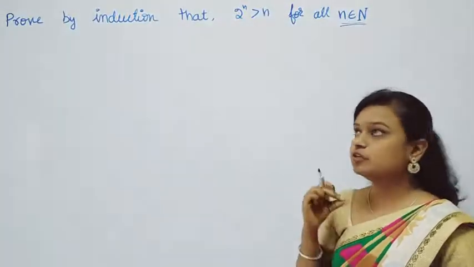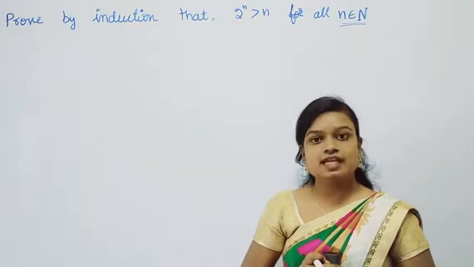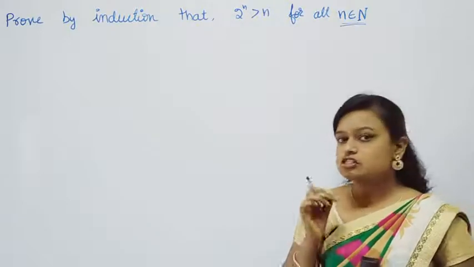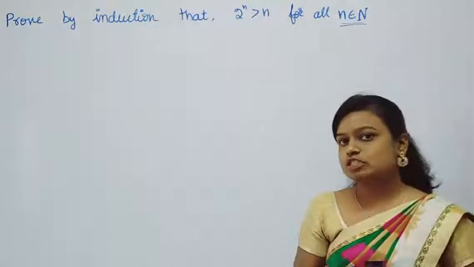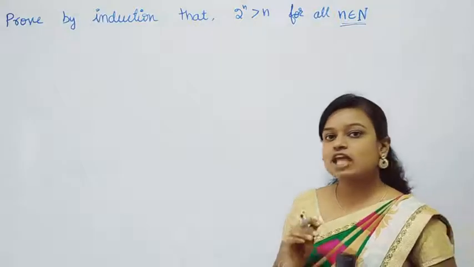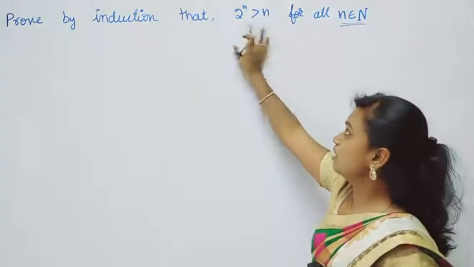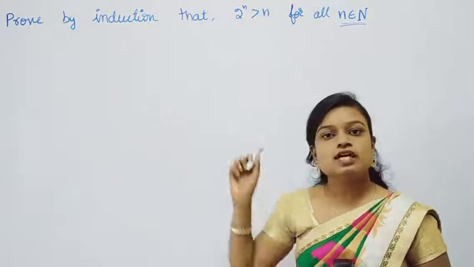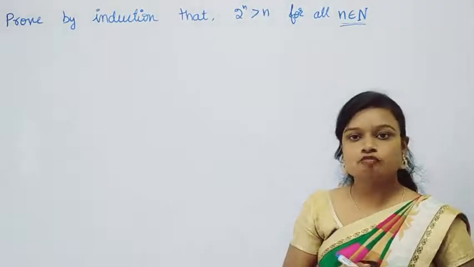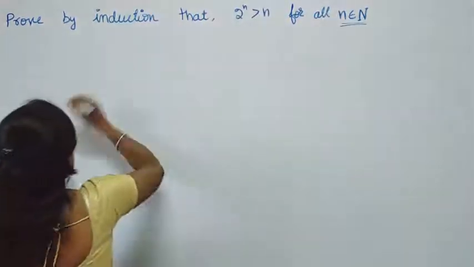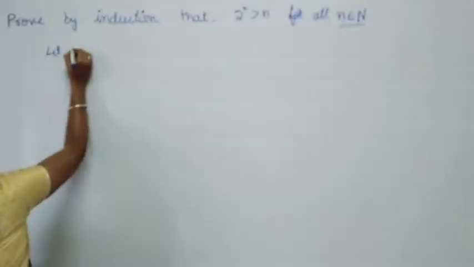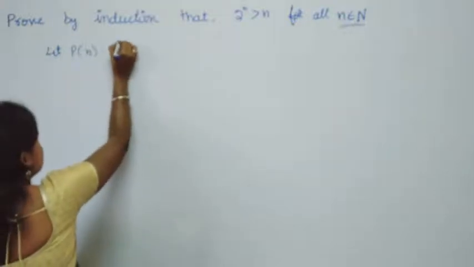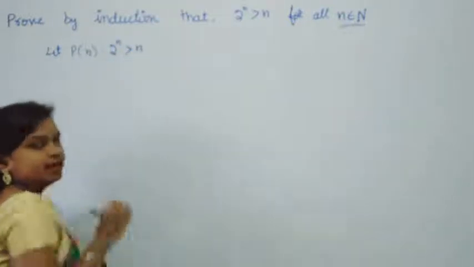So we have to prove that 2 to the power of n is greater than n using the principle of mathematical induction. So we have to follow the same procedure. What is the first one? We have to take the given statement. Here the statement is 2 power n is greater than n. So consider this as P of n. So the solution is, let P of n be 2 to the power of n is greater than n.